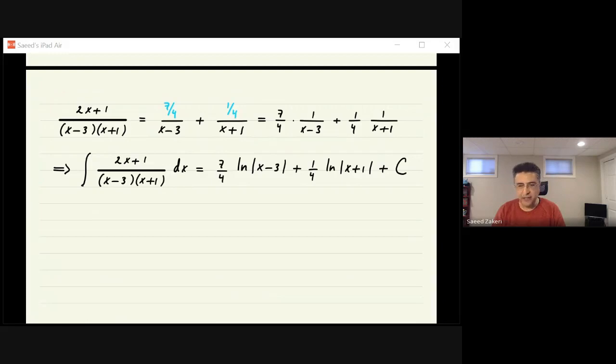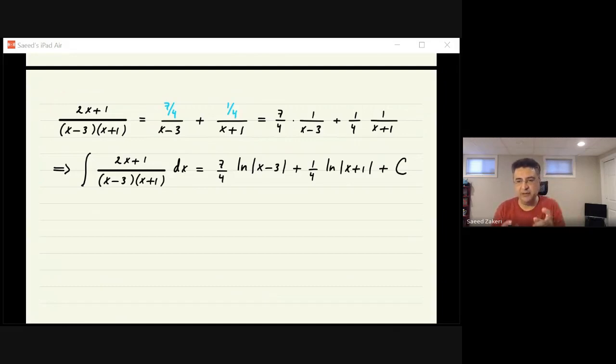OK, let's take a 5-minute break. We will continue this discussion by considering variations of this method, because not every fraction can be split. When you factor the bottom, you don't necessarily get a product of distinct linear factors like this.